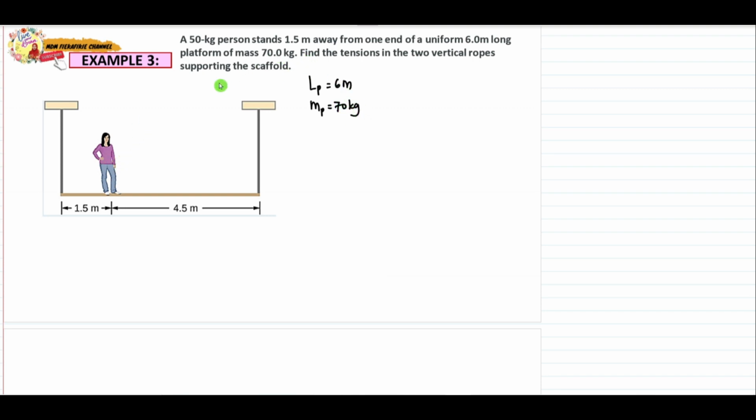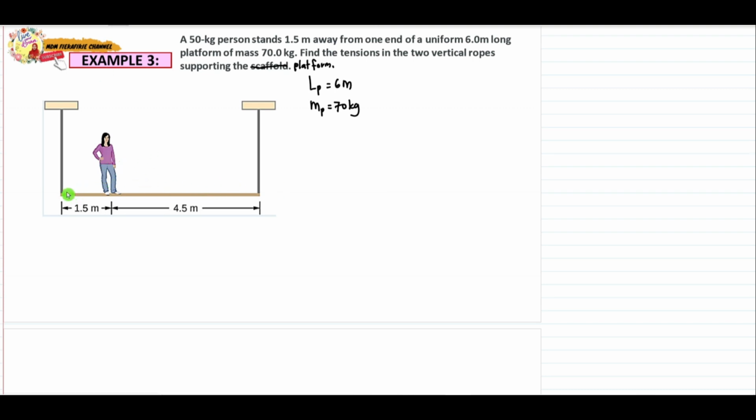Okay, so we consider here is a woman. So find the tensions in the two vertical ropes supporting the platform. Okay, tadi kat atas ni sebut plank, ini typo. So kita tukar kepada platform. Okay, so let's draw all the forces exerted on the platform. So ini kita punya platform, kita nak lukis semua force that exerted on the platform.